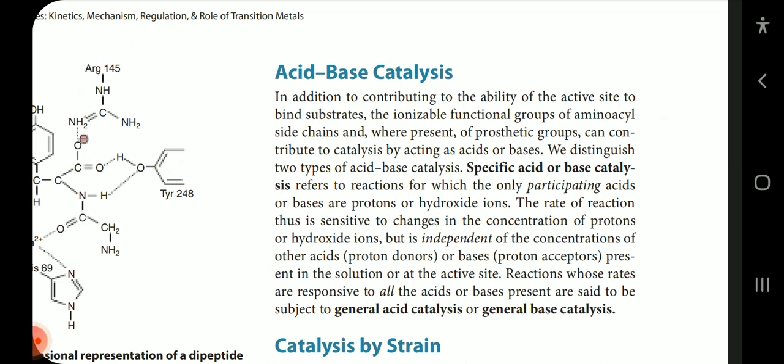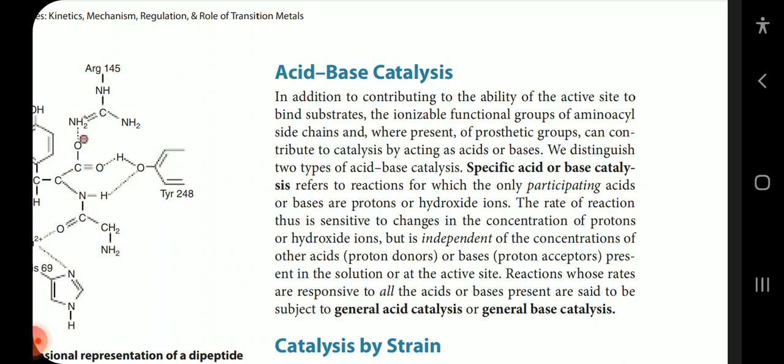Acid-base catalysis. In addition to contributing to the ability of the active site to bind substrate, the ionizable functional groups of amino acyl side chains and, where present, of prosthetic groups can contribute to catalysis by acting as acids or bases. We distinguish two types of acid base catalysis. Specific acid or base catalysis refers to reactions for which the only participating acids or bases are protons or hydroxide ions.